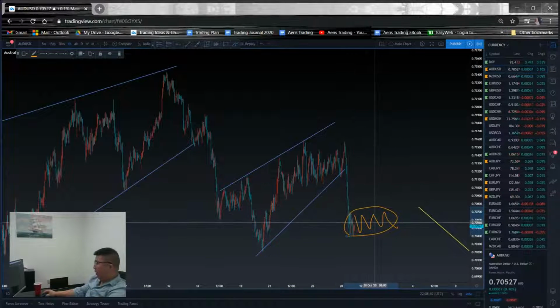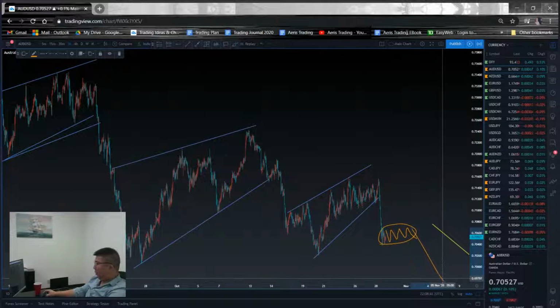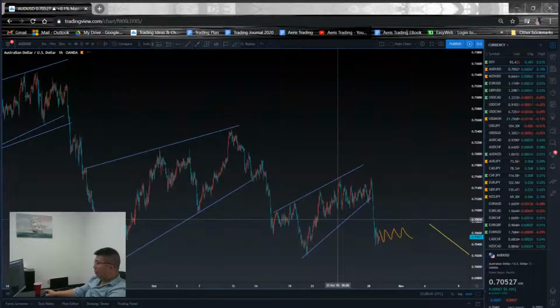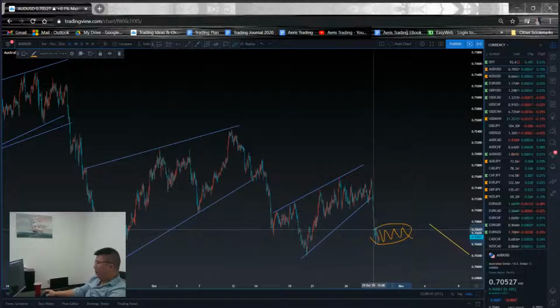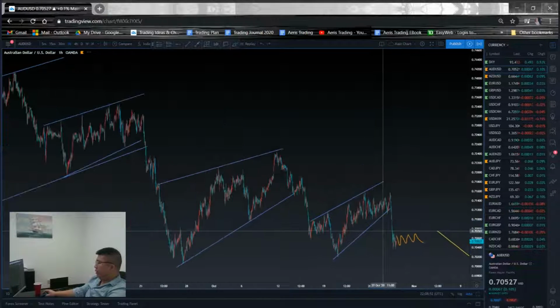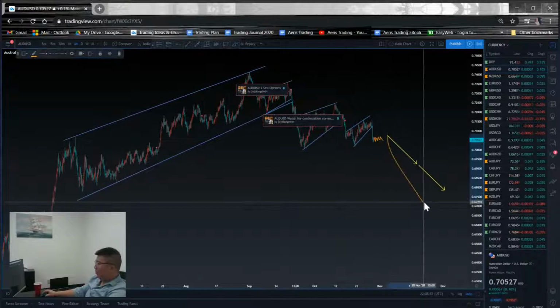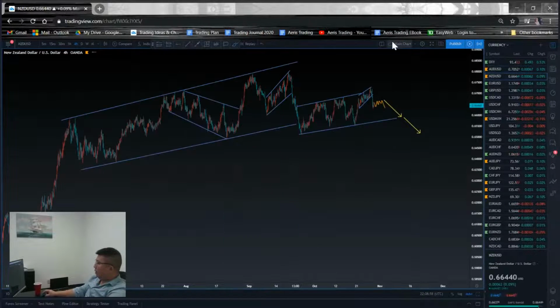That's my confirmation for this sell, okay? And I like to see the price correct during the Asian session, which it's likely to do, and then look for a possible entry on the London session or New York session to continue this bearish move down. So that's Aussie dollar. Let's go to Kiwi dollar.